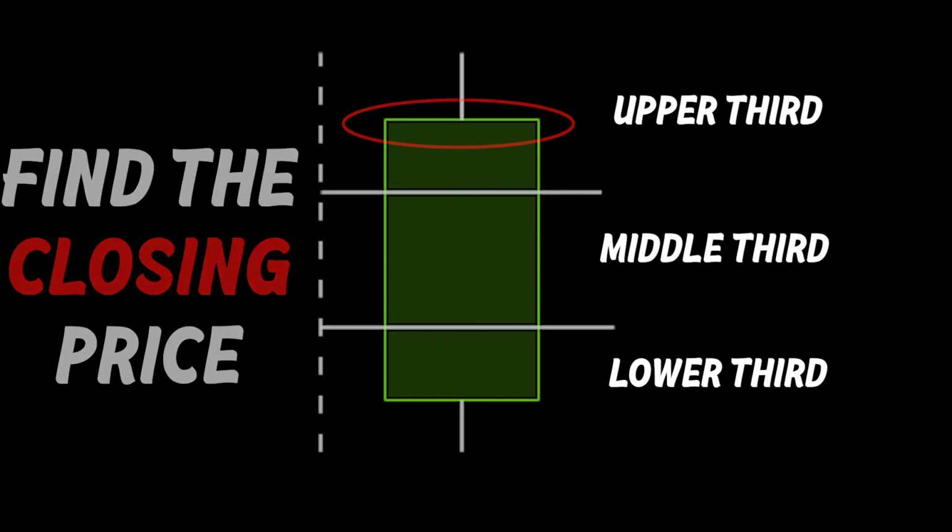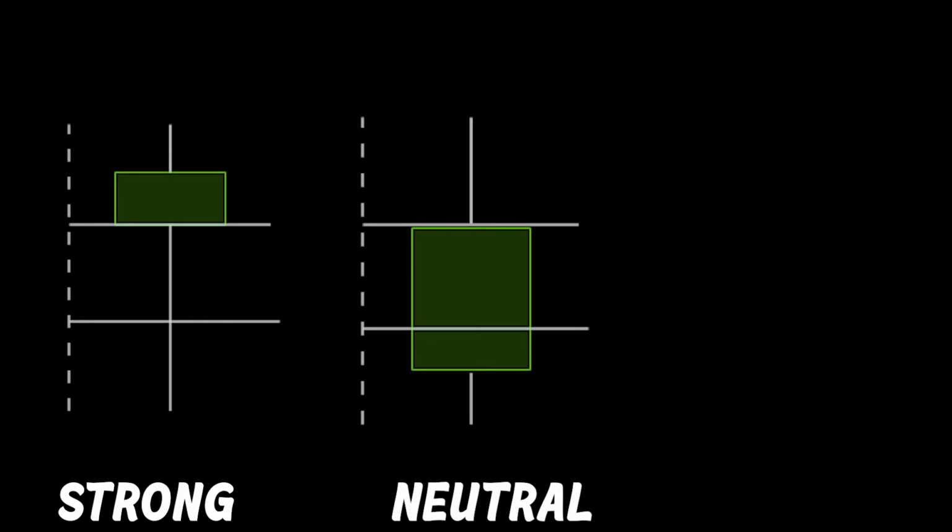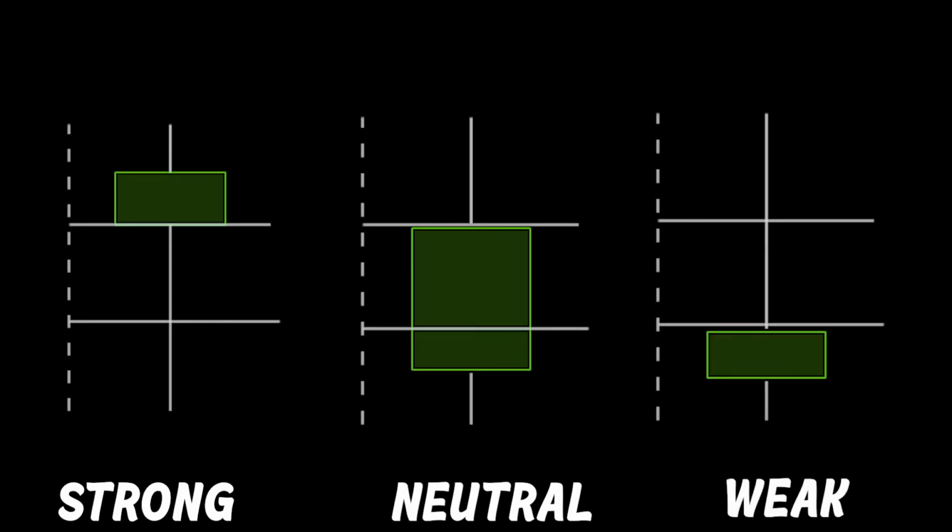Once breaking into thirds, you'll see there's an upper third, a middle third, and a lower third. Now to determine the strength or the momentum of the candle, we want to find out where the closing price is. If we have a close in the upper third, it is considered to be a high momentum candle. If it's in the middle third, it's considered more of a neutral candle, and when it's in the lower third, it's considered to be a weaker candle.